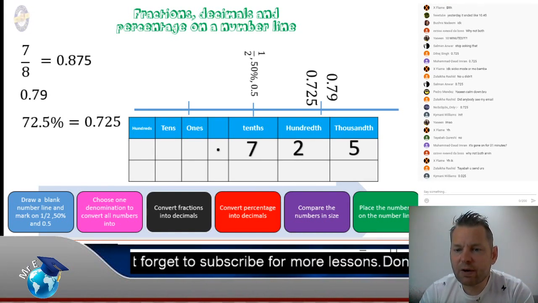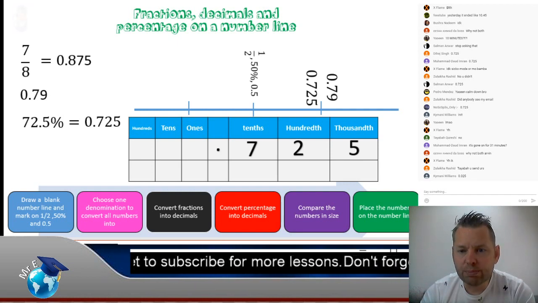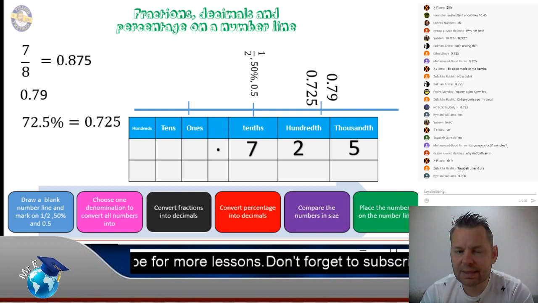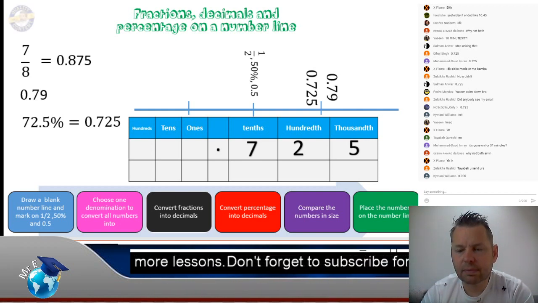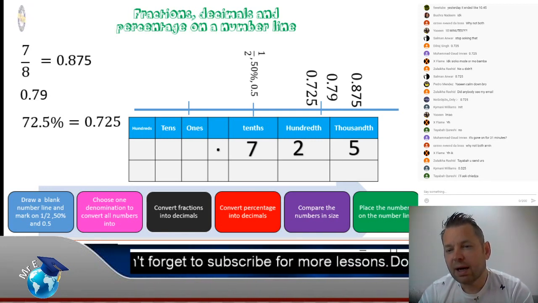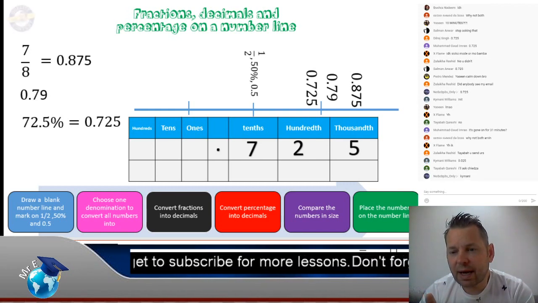Our next one is 0.79, which is more than 0.75, but less than 0.8. And then our last one is 0.875, which is more than 0.9 and clearly the highest number.